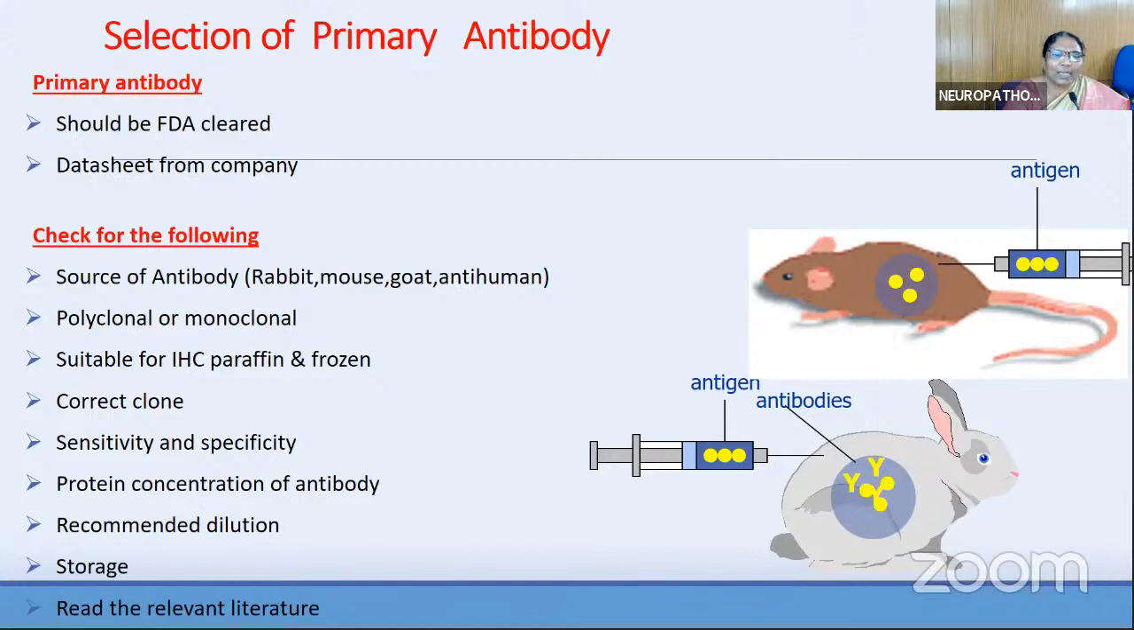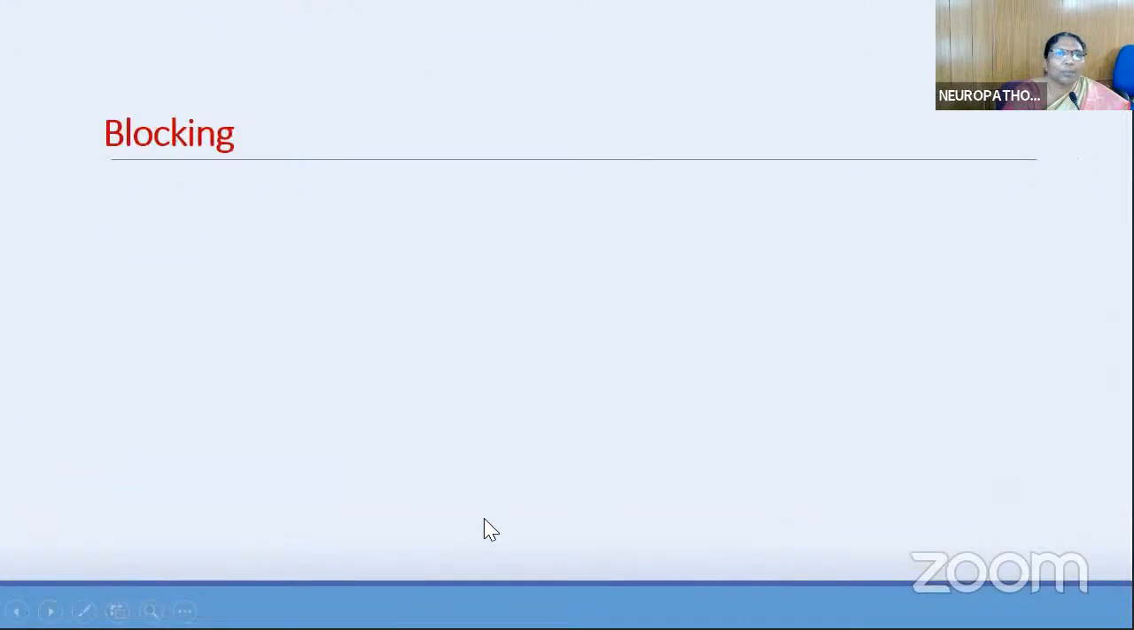Last but not least is the storage, which plays a very important role in storing the antibody, because many of the antibodies require -70, -20, and -70, and most of them 4 degrees. And read the relevant literature before you place an order for the antibody.